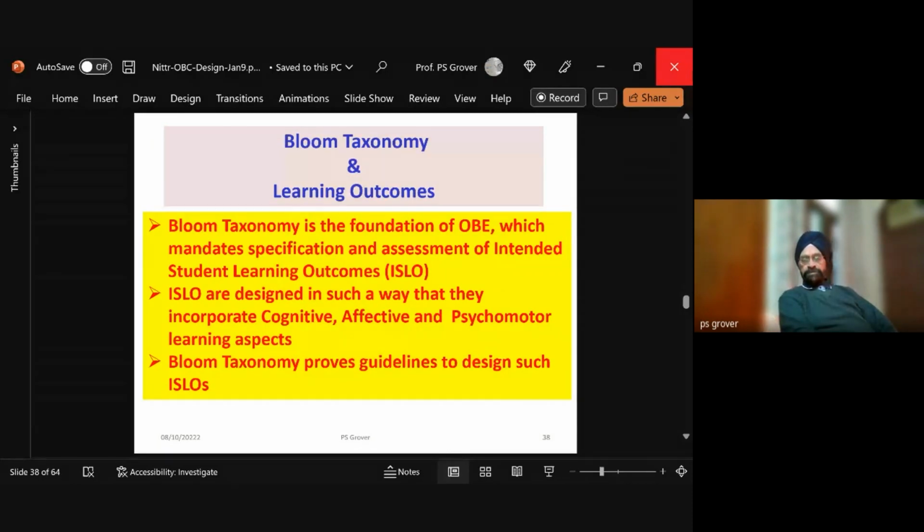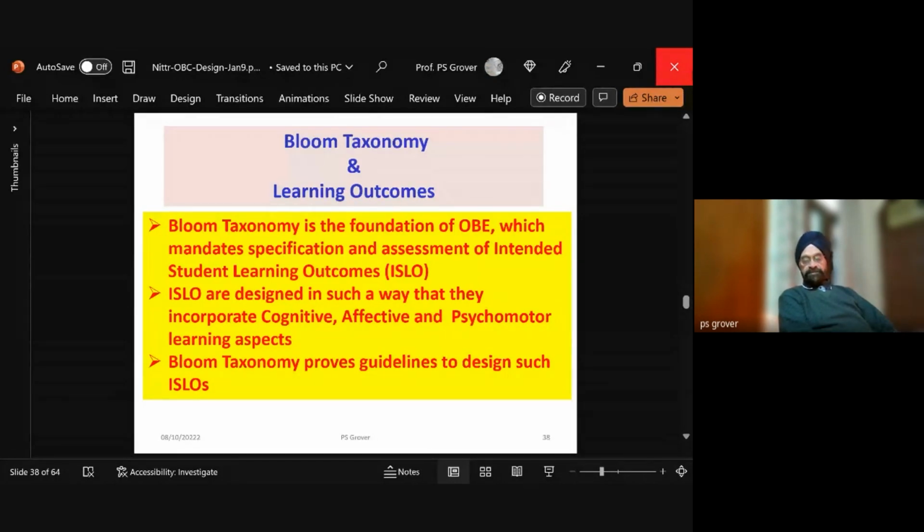How do you design a learning outcome? In learning outcomes, industry requirements are embedded. How do we design that? Here I design it with the help of Bloom taxonomy. A learning outcome is a statement. The statement is prepared in such a way that it conveys the level and the type of learning of the student. So Bloom taxonomy is the foundation of outcome-based education, which mandates specification and assessment of intended student learning outcomes.